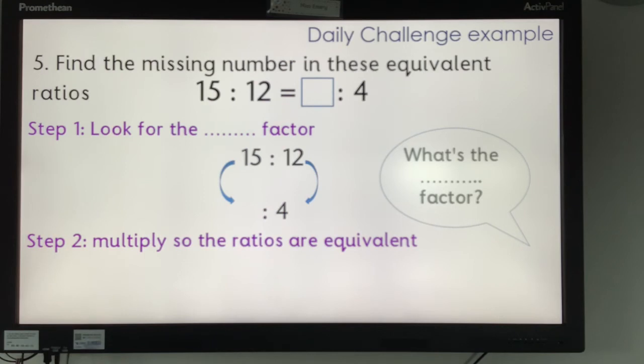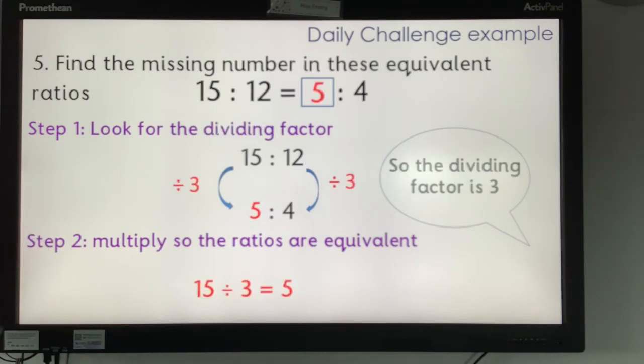Now, I haven't told you if it's a multiplying or dividing factor this time. It's a common factor, but we need to think about which one you would be doing. So find the missing number in these equivalent ratios. You've got 15 to 12 is the same as something to 4. Now I want you to think about what is that common factor, but also are you multiplying or dividing to find your missing number?